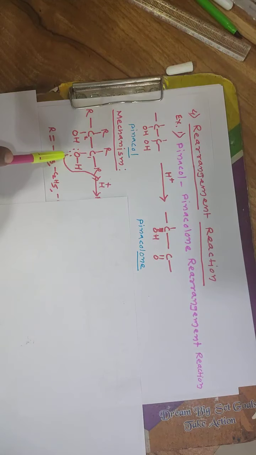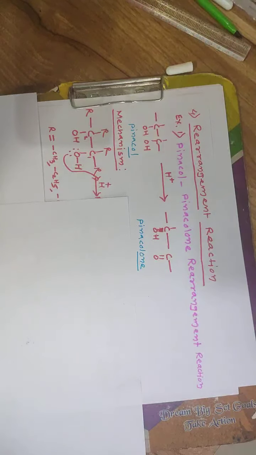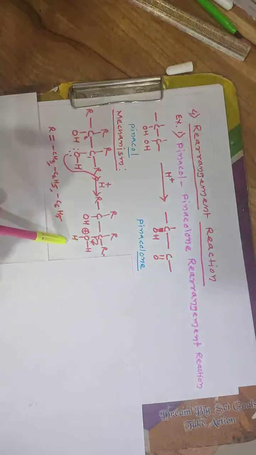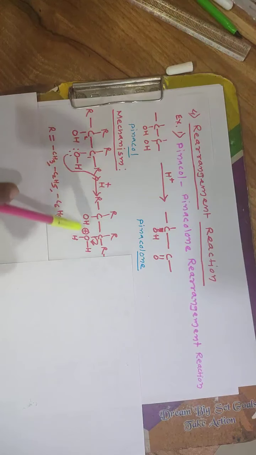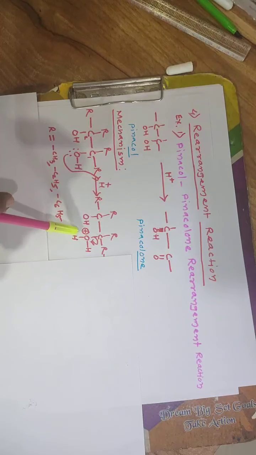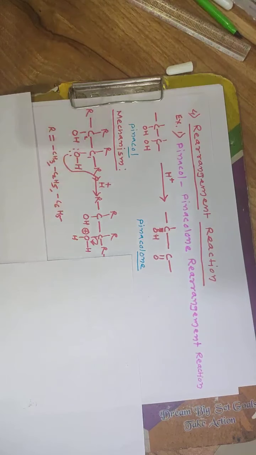It carries positive charge, and there is a formation of a bond between the O and H. As oxygen gives electron to the H positive, oxygen carries positive charge. So there is a formation of such a type of intermediate.